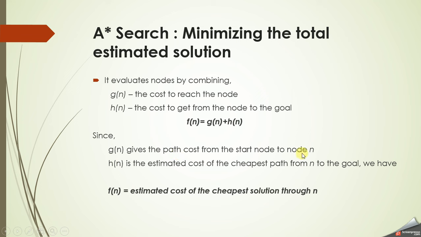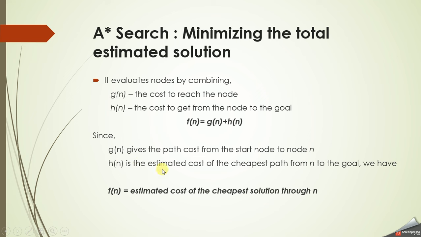Suppose you are in an initial state. From the initial state, we are expanding some 4 nodes. So from the initial state to node 1, there will be a path cost. Initial state to node 2, there will be a path cost. Initial state to node 3, there will be a path cost. Similarly, it keeps continuing till level n of your tree. So that is the g of n.